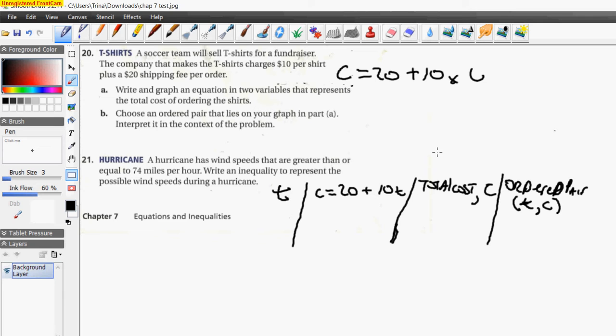So let's do the first one. Let's say the number of t-shirts is something simple. How about the number of t-shirts being 1? 1 t-shirt ordered. So if it's 1 t-shirt ordered, it would look something like this. For 1 t-shirt ordered, it would be cost equals 20. We know that. That's given to us. Plus what? 10.